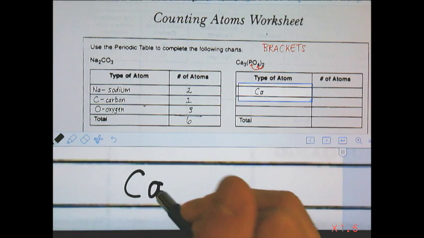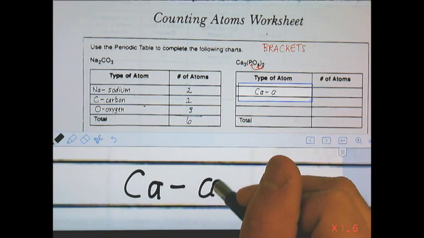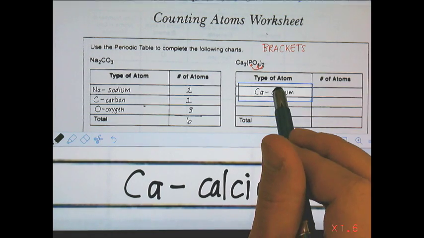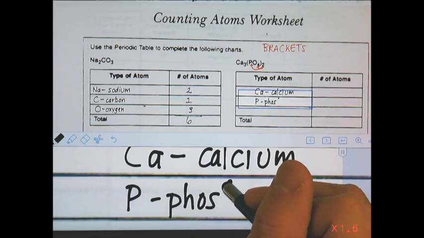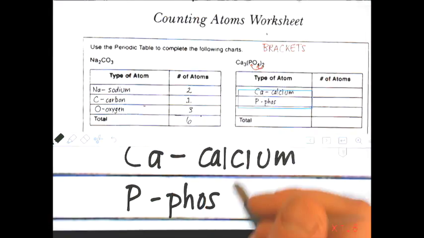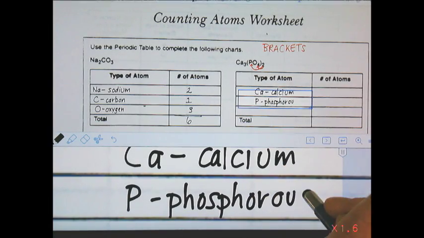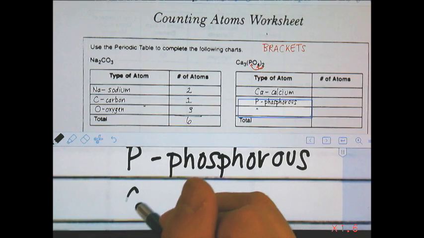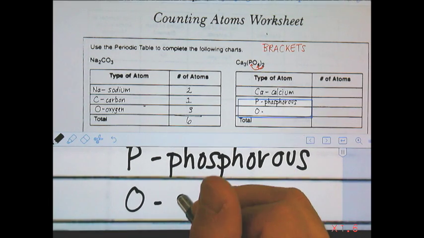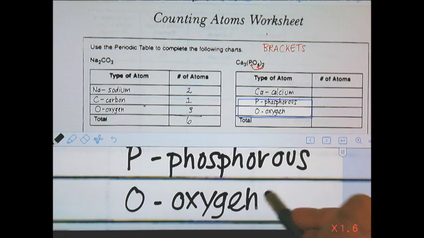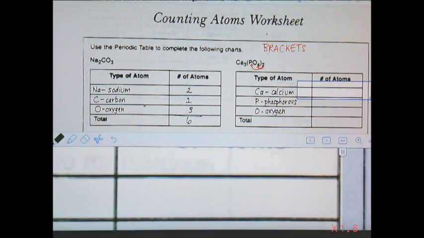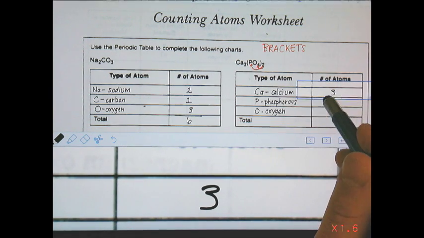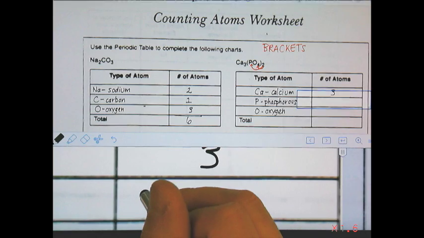Let's list the first element. The symbol is Ca, and this stands for calcium. Next we have the symbol P, and as we mentioned before, this stands for phosphorus. Finally, we have the symbol O, and this stands for oxygen. So let's fill in the number of atoms. There's a subscript 3 beside calcium, so there are 3 atoms of calcium in one molecule of calcium phosphate.